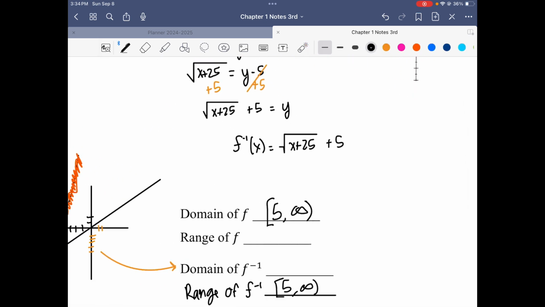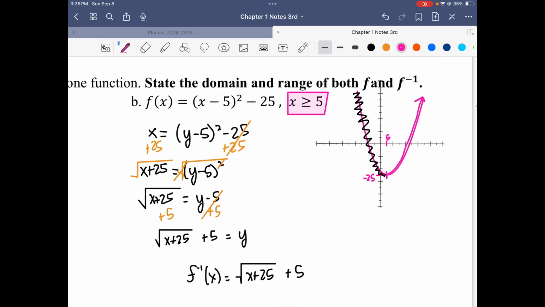Okay, so then we would have to check our domain and range here. The domain of the inverse here tells us that the square root of x plus 25 is the only restriction, and x plus 25 therefore has to be greater than or equal to 0. Therefore x has to be greater than or equal to negative 25. So our domain for this one is from negative 25 to infinity, which means that our range on this one was negative 25 to infinity.